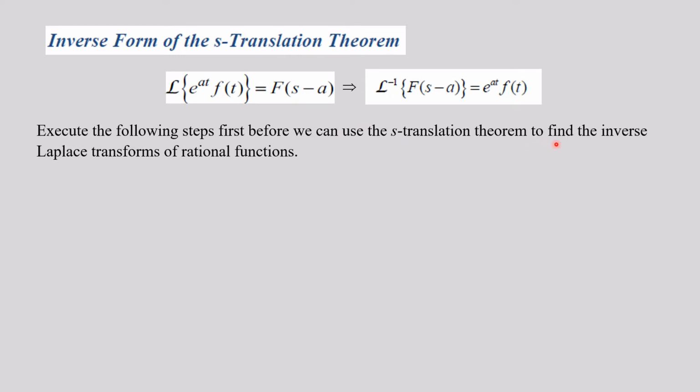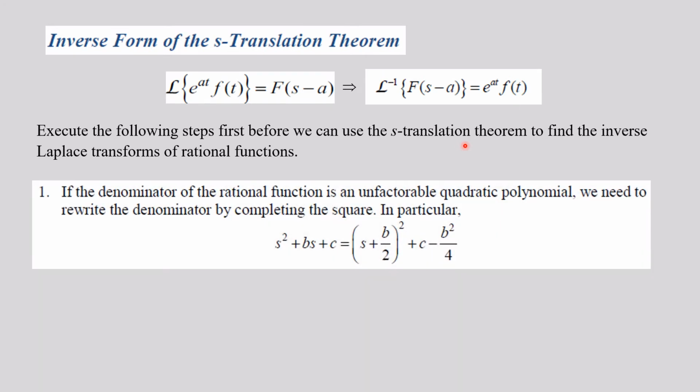So if we want to find the inverse Laplace transforms of rational functions by using the S translation theorem, we need to check the forms of the given rational functions. Okay, so firstly, check for the denominator. If the denominator of the rational function is an unfactorable quadratic polynomial, we need to rewrite the denominator by completing the square.